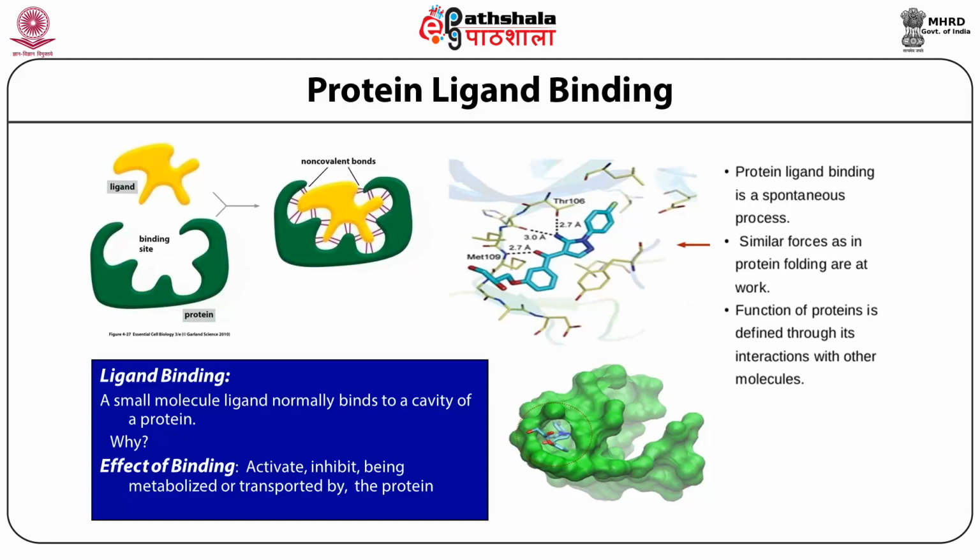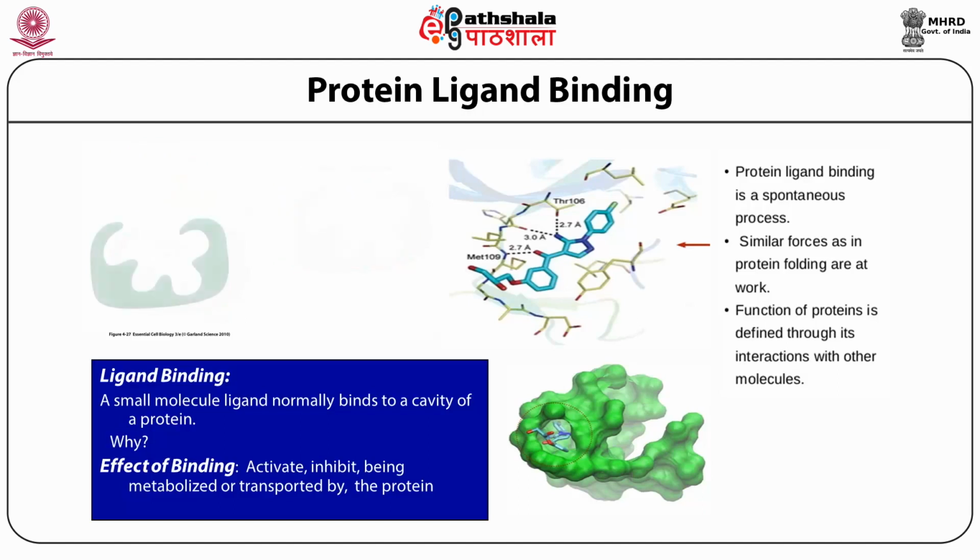The function of a protein is defined through its interaction with other biological molecules. So protein ligand interaction is controlling a large number of biological phenomena through the proper interaction that leads to certain activities further.